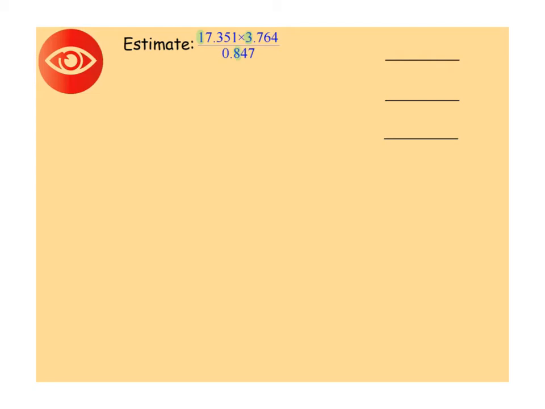So my number lines when I'm rounding are 10 to 20, 15's halfway in between, and my number's somewhere over here, so I'm going to be using 20. My second number was 3.764, so that means I need 3 here, 4 here, 3.5 is in the middle, 3.764 is a little bit higher than that, it's about there. So again, I'm going to use 4. And for the last one, 0.8, 0.9, in between is 0.85, 0.847 is a bit lower than that, so I'm going to be using 0.8.